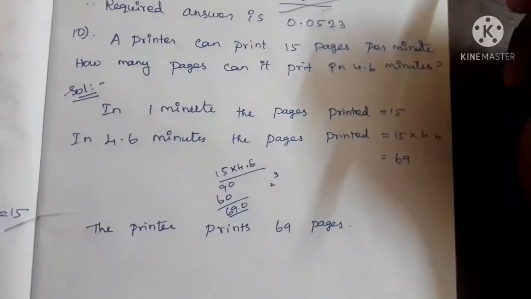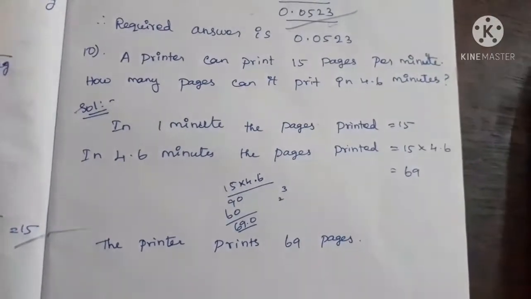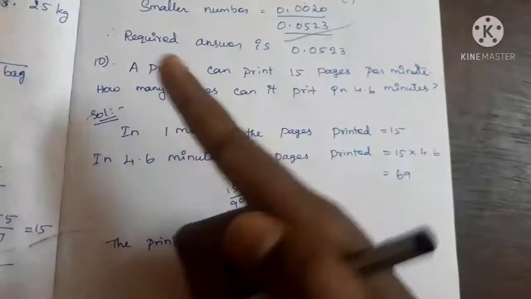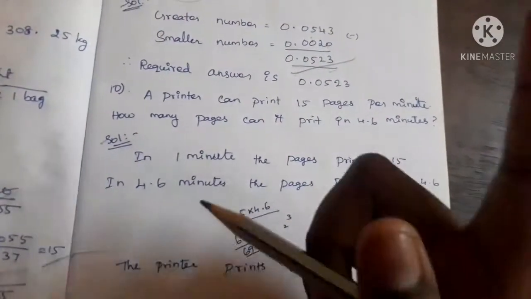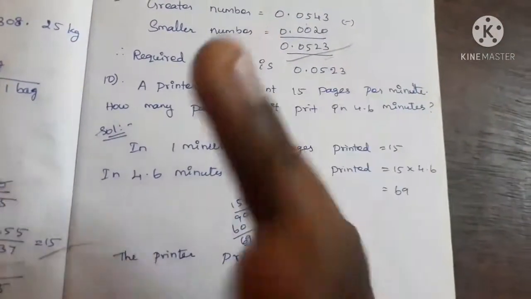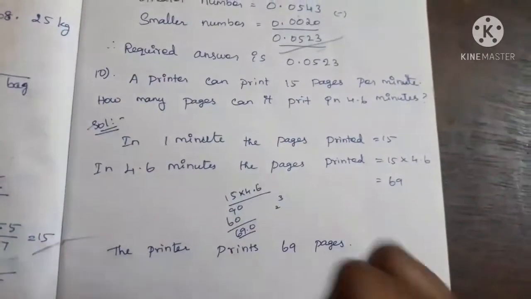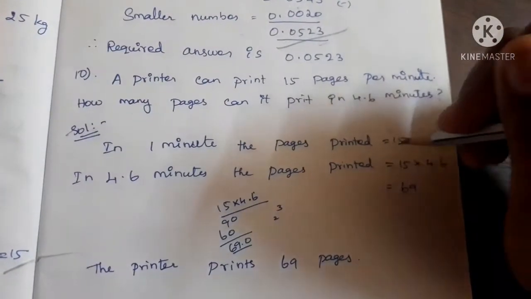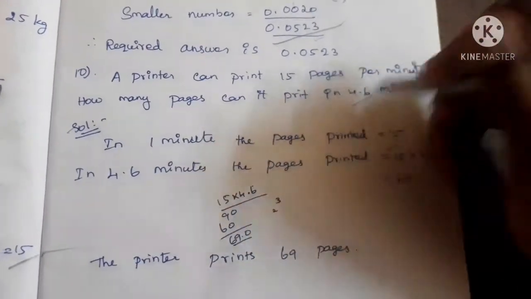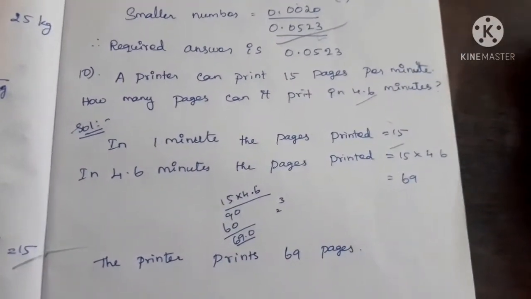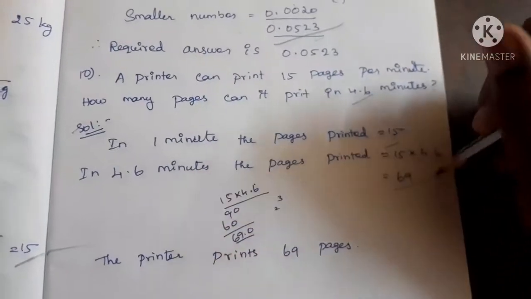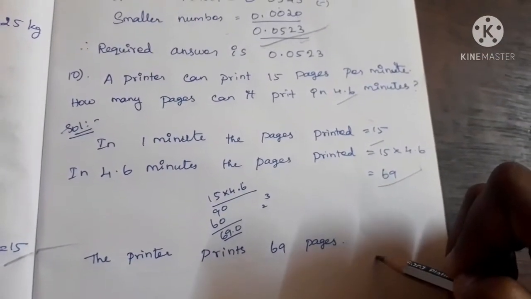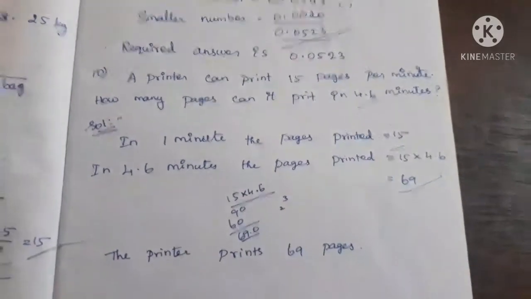10th question. A printer can print 15 pages per minute. How many pages can it print in 4.6 minutes? In 1 minute it can print 15 pages. Then how many pages will be printed in 4.6 minutes? Then what you will do, you should multiply 15 into 4.6. You will get the answer as 69. Therefore the printer prints 69 pages in 4.6 minutes.